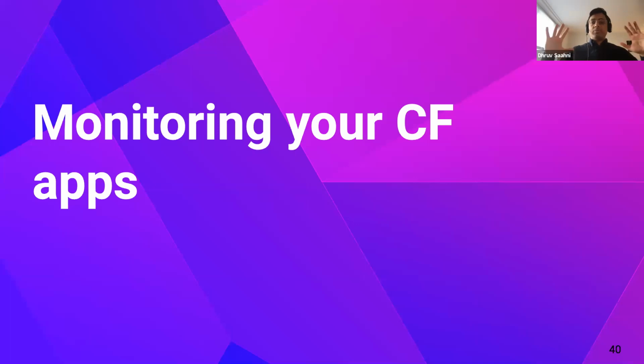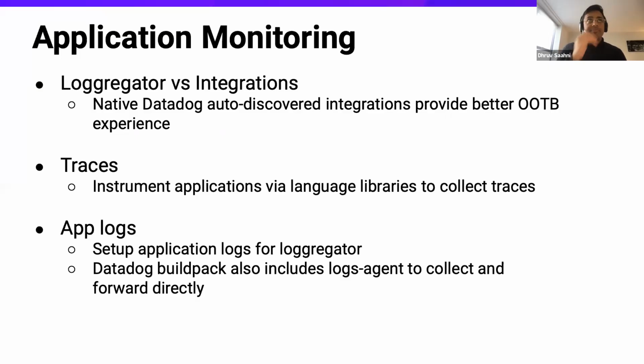Okay, so right now we just focused mainly on the platform monitoring, right? So we talked about key metrics, logs for platform, but what about your CF apps? Well, for CF apps, real quick, you have a few options on how you want to monitor your apps. So the first is obviously Logaggregator, as we spoke about. Although for this one, you actually have a choice. You can actually send all your application logs and metrics to Logaggregator, or if you're using something like Datadog, you can use the native integrations.